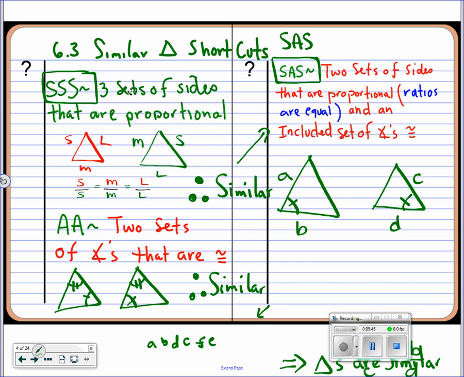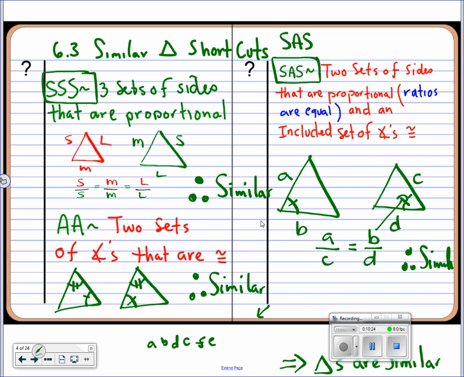Okay, so what this is saying is this. Suppose I had two triangles, and I had a pair of angles that are congruent. Remember, we're never talking about angles being proportional. We're always talking about sides being proportional. So I have this pair of angles that are congruent. And then when I take the sides and write ratios between them, and I find that those ratios are equal to each other, then the two sets of sides are proportional and the pair of angles are congruent. When I have this scenario, then I conclude that the triangles are similar.